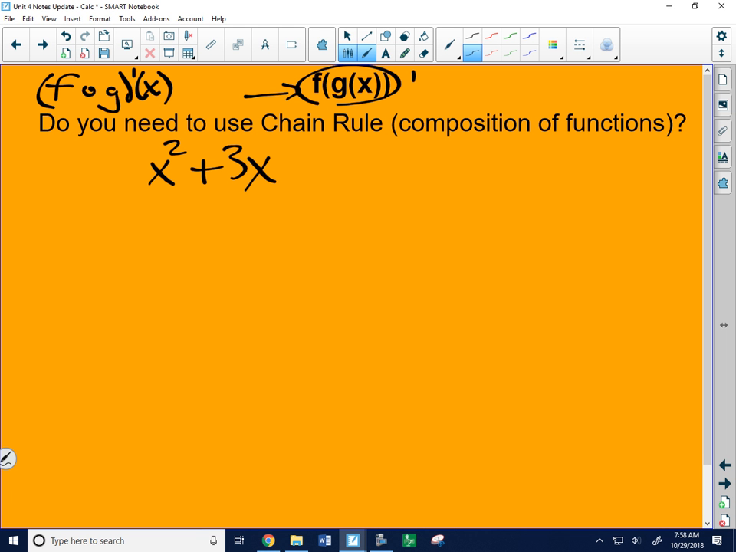Okay, pretty good. The answer is no. There is not a composition. There is not two functions. There's a sum rule we would use. There's separate functions, but there's not functions combined that are together. Let's try another one.